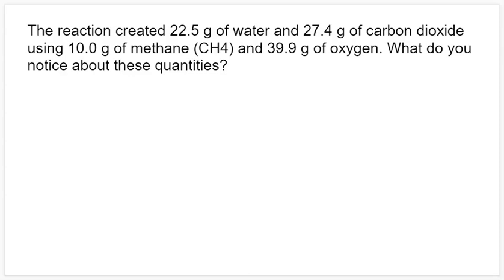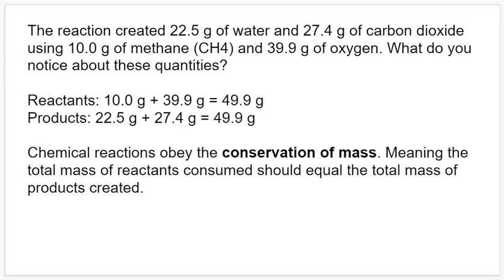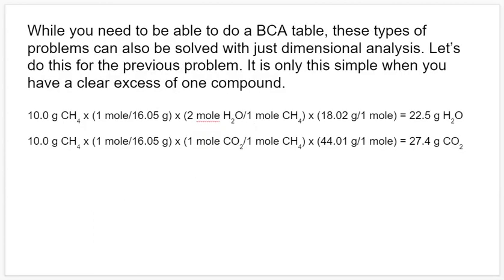Is there anything that you notice about these quantities? Probably not, unless you were taking really careful notes on the last few slides. But the reactants, which were 10 grams plus 39.9 grams, add up to a total of 49.9 grams of reactants. If we look at our products, they also add up to the same number. And this is a fundamental truth in physics and chemistry called the conservation of mass. The total mass of the reactants consumed should always equal the total mass of products created. So this is a useful way to check your work at the end, since no matter can be created or destroyed.